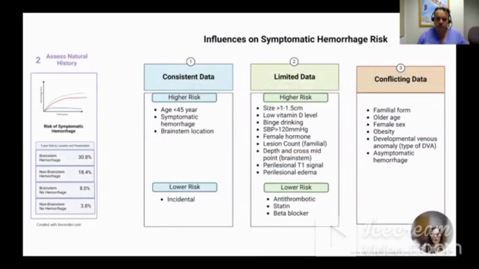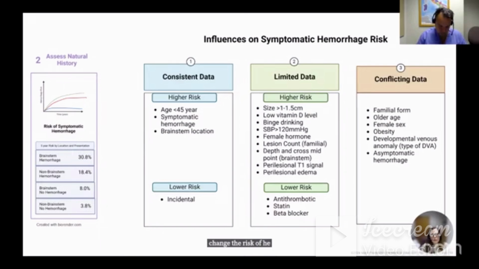Uniformly, of the 20 plus, probably 30 natural history studies that exist now, there are consistent risk factors: age less than 45, symptomatic hemorrhage at presentation, and brainstem location. Most studies suggest that those are true. There are smaller studies and limited data that show a number of other features, both clinical and radiographic, that might change the risk of hemorrhage.